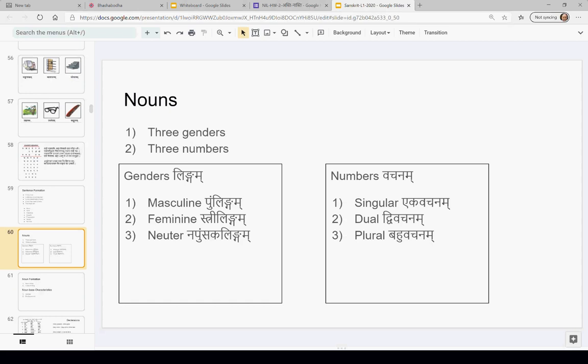So lingam, as we know, there are three lingams in Sanskritam: Pullingam, Strilingam, Napunsakalingam. And vachanam, there are three vachanams: ekavachanam, dvivachanam, bahuvachanam. Vachanam is numbers. So if there is one object, we use a singular or ekavachanam form of that word. And if there are two objects, then we use dvivachanam form of that word, and if there are more than two, then we use bahuvachanam, a plural form of that word.